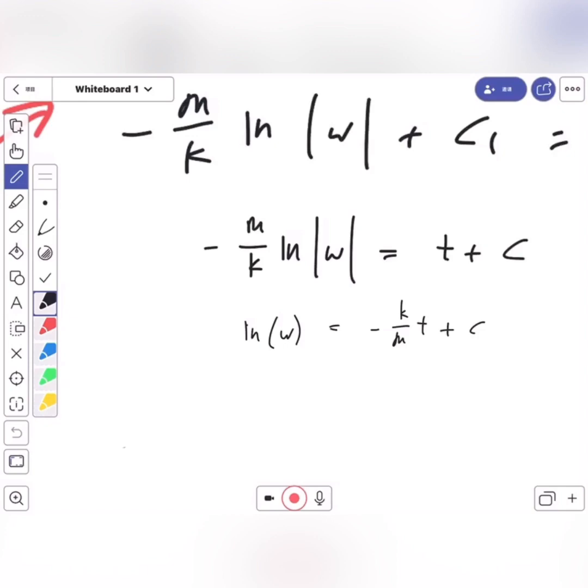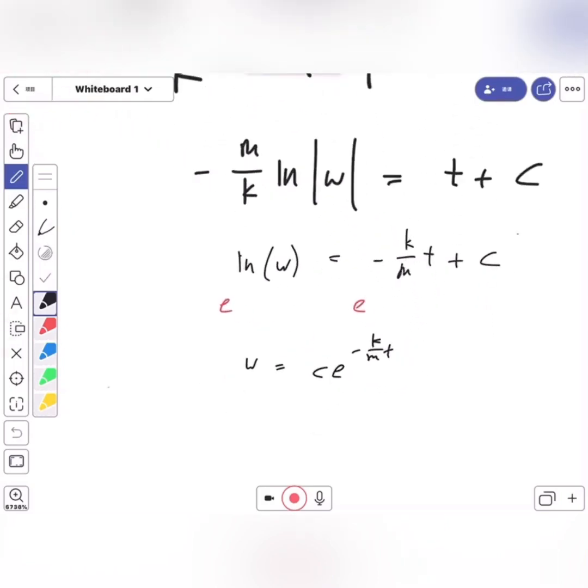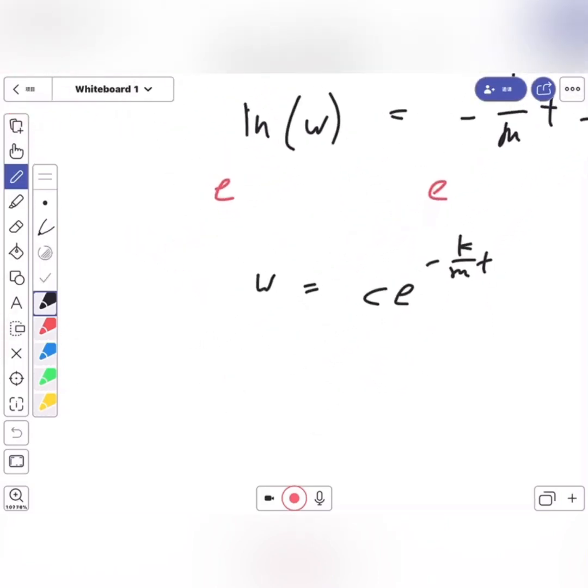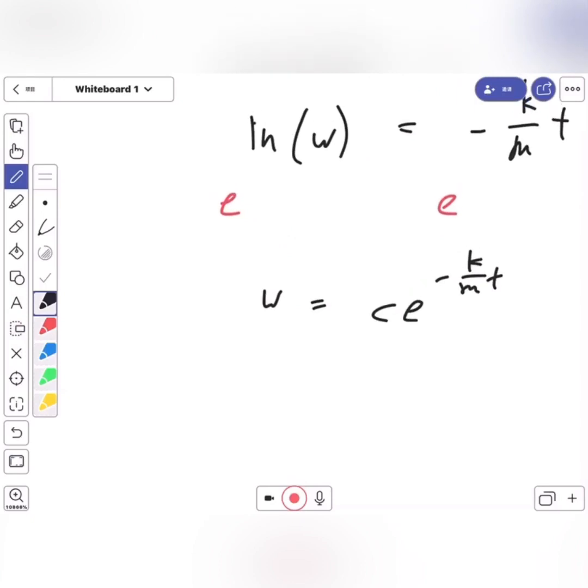Now we just raise to the e's power. So we actually have w equal to e to the negative k over m t. We just move the c to the front. So w equals e to the negative k over m t plus c, and let's say this is just e to the negative k over m t plus c's power.